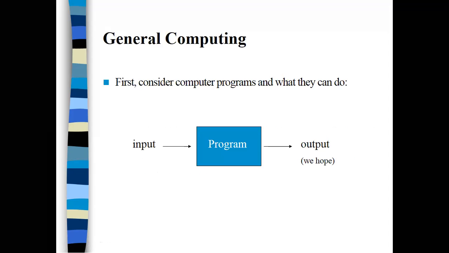So in general computing, the basic concept is that we give an input, then there is a program that runs or executes, and then we have an output. This is the basic concept of computing. Suppose you give 2 plus 2, we solve it as 4, and the output is 4. This is the concept of general computing.